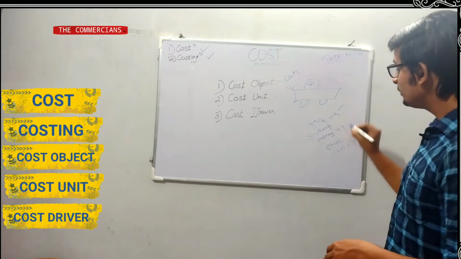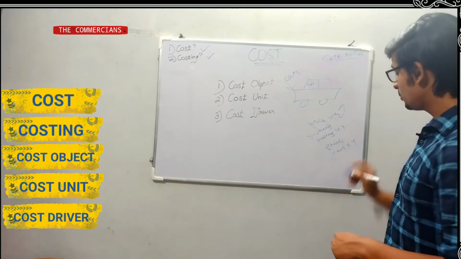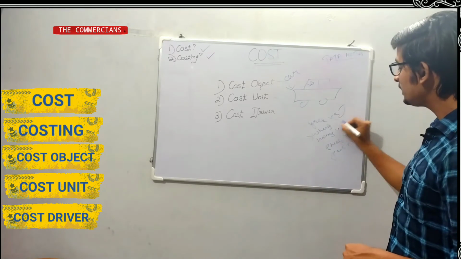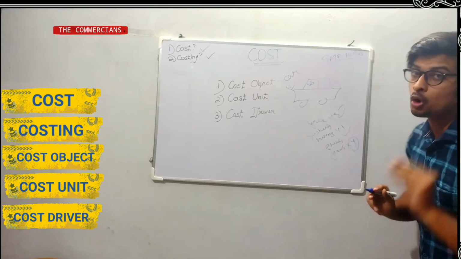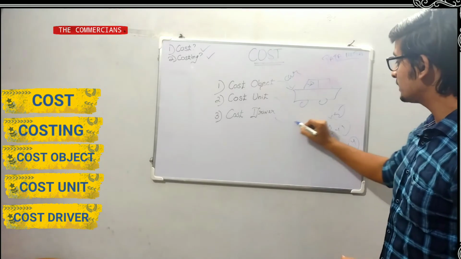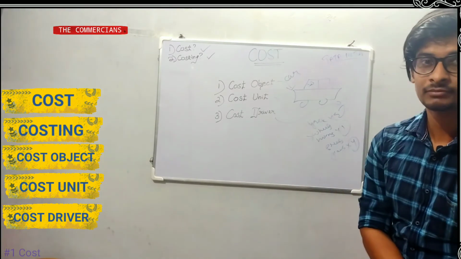Then I told we needed 5 tires, we needed 4 glass, we needed 1 horn. Like that I told the number of quantities. That's known as cost driver.